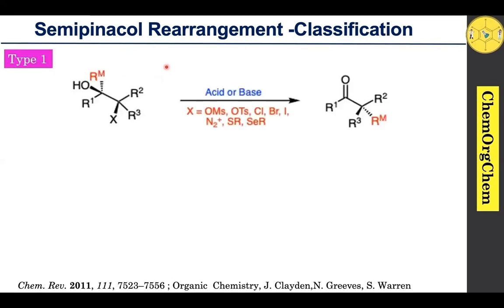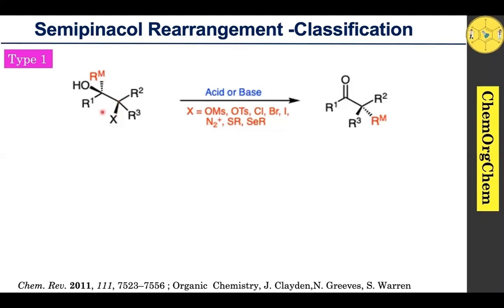Next, we move on to semipinacol rearrangement classification. The classification of this rearrangement is based on the nature of the substrate used in the reaction. First, we see type 1: the rearrangement of 2-heterosubstituted alcohols and their derivatives is classified as type 1 semipinacol rearrangement. In this rearrangement, a good leaving group such as O-mesylate, O-tosylate, or chlorine, bromine, iodine, N2 plus, or thioalkyl, or selenium alkyl is usually attached to the electrophilic carbon center.